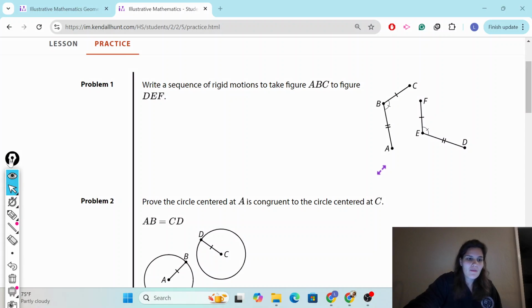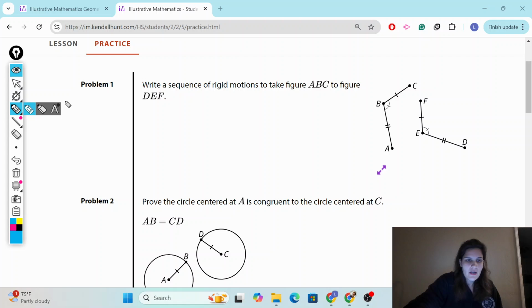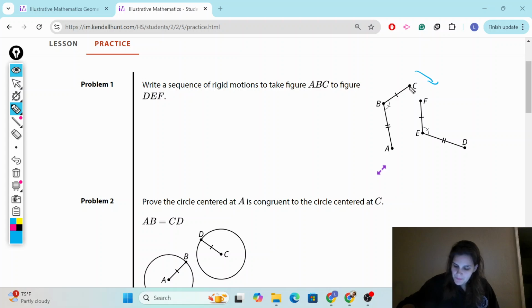Let's get started. Problem number 1. Write a sequence of rigid motions that takes figure ABC to figure DEF. So we're going that direction. I can see that C corresponds with F, so I would first translate and put C on top of F. Then this figure is going to come down and look something along the lines of this. Again, my drawing's not so great, but you get the vision of it.